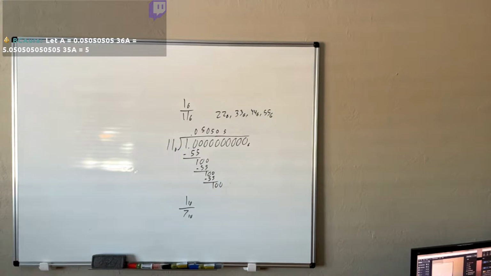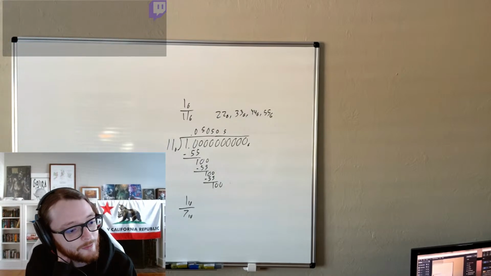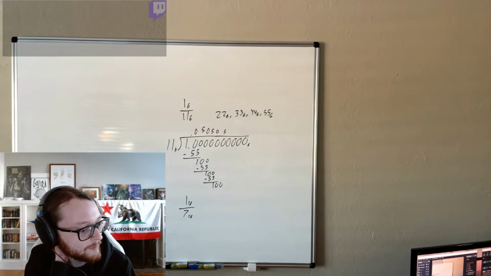Or not. A equals 0.050505, 36A is equal to 5.05, 35A equals 5. Oh. 36 times A, working in base 6. Oh wait, I guess in base 10. So A is a base 10 number. Like the left side of the equation is base 10, the right side is base 6, I guess?